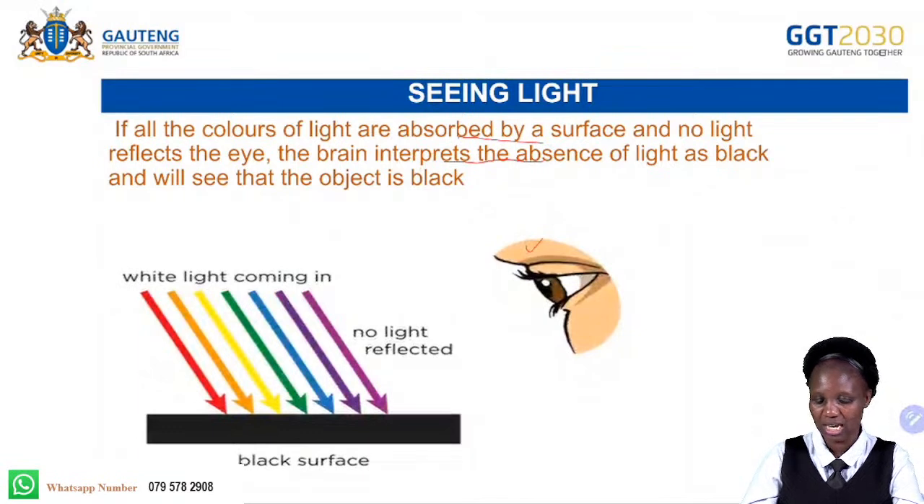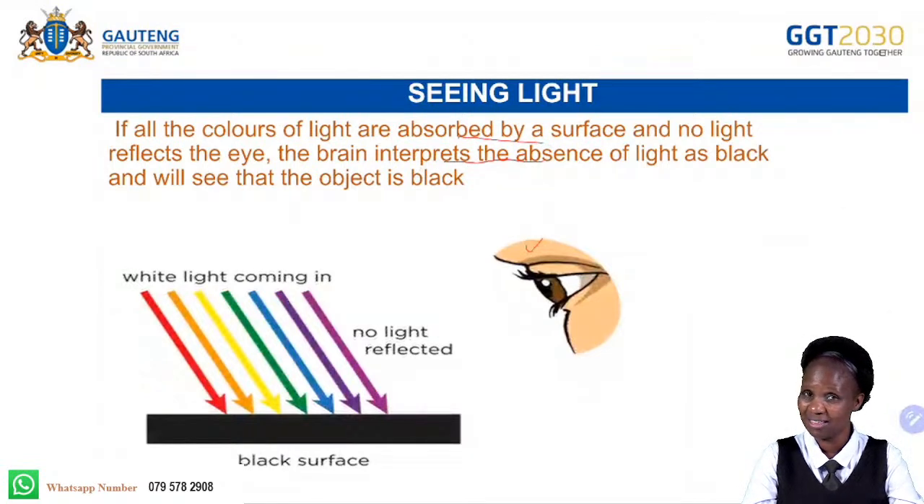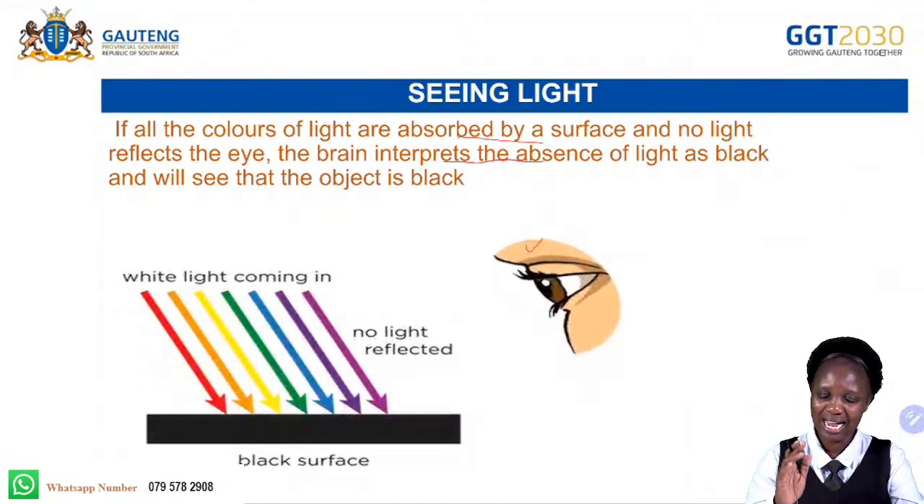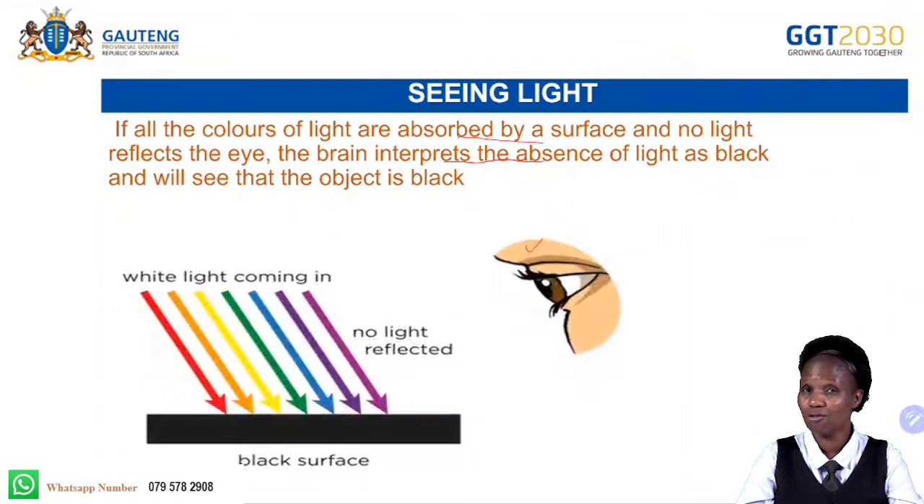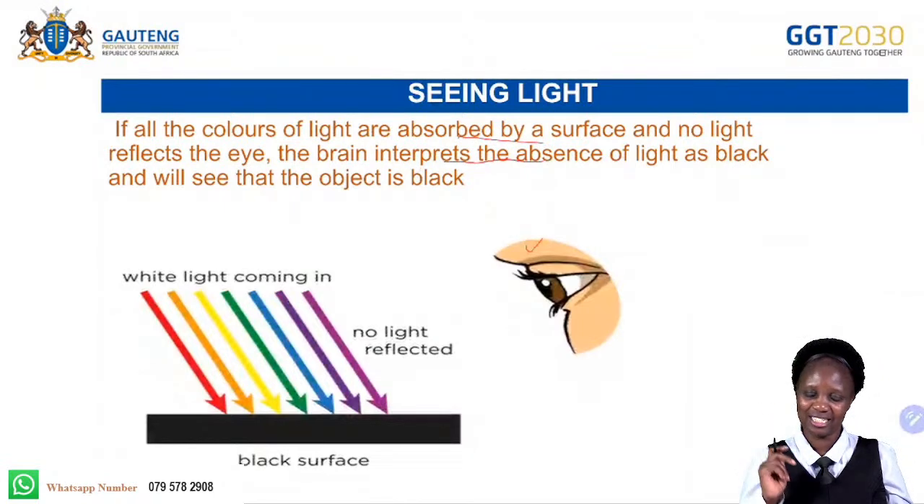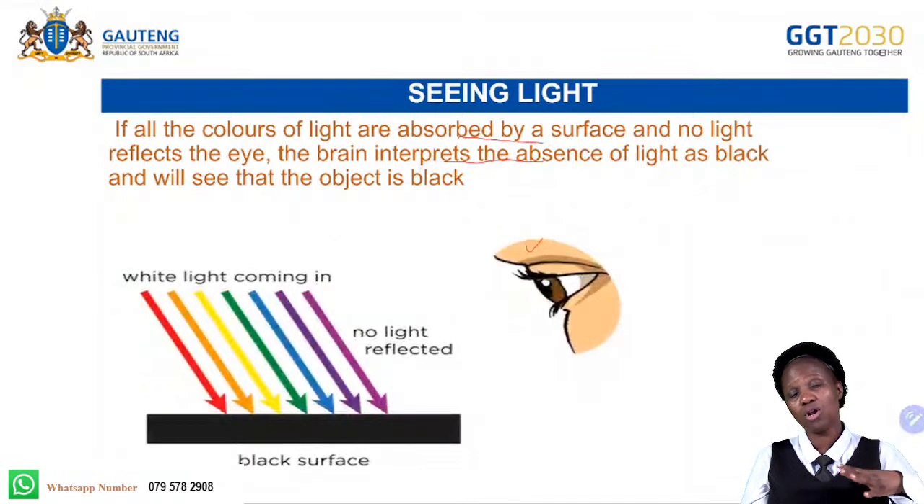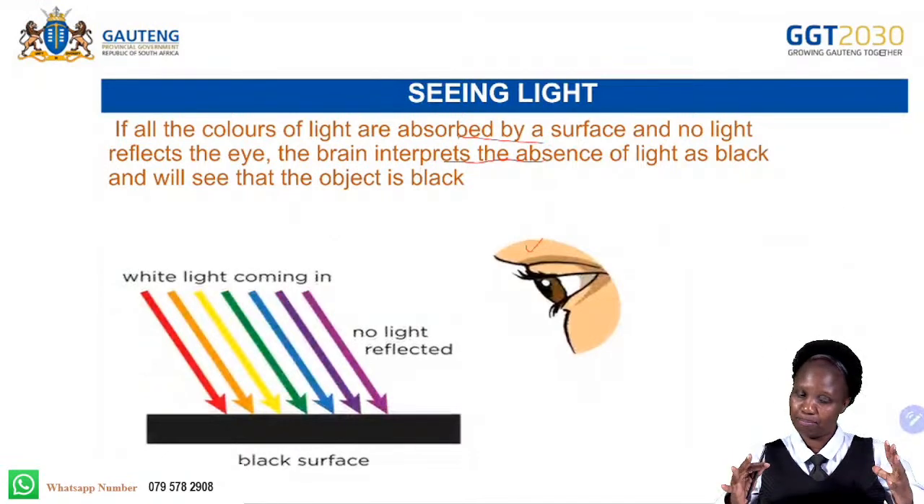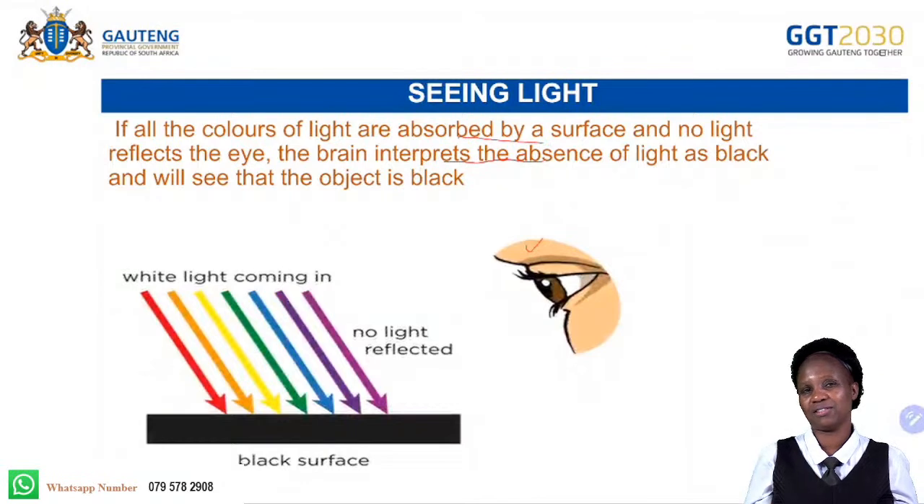Let's look at this learner. This learner is looking at a black surface. Is there a reflective ray there? No. Why are we saying so? Because no light is entering her eyes. Therefore, the surface is black. The surface is black because no light is entering her eyes. No light is being reflected to her eyes. All the colors of the visible spectrum will be absorbed by a black surface. Right?